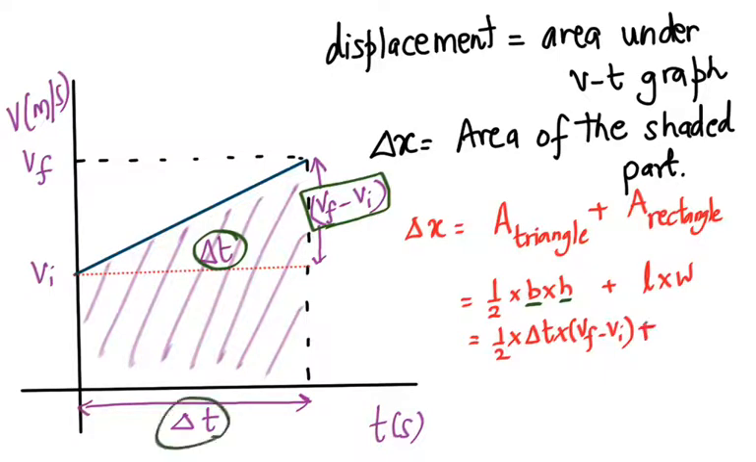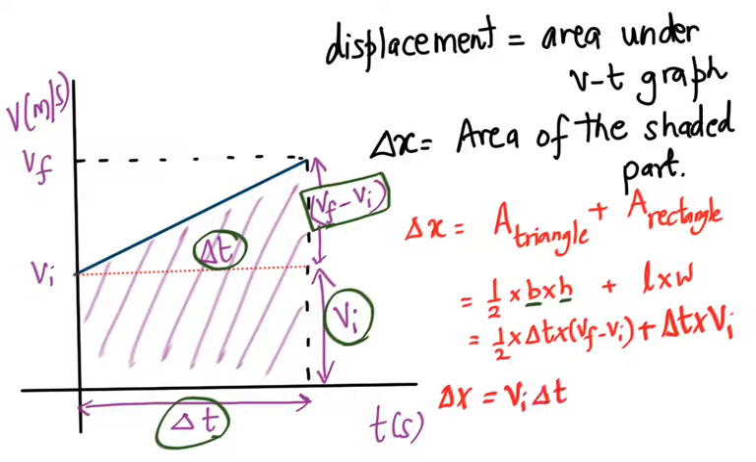Now for area of rectangle, we can see that the length of rectangle is delta t and the width of rectangle is vi. So we can substitute that, and our equation becomes delta x equal to vi delta t. We have just rearranged it to bring it in front, plus half delta t times vf minus vi.